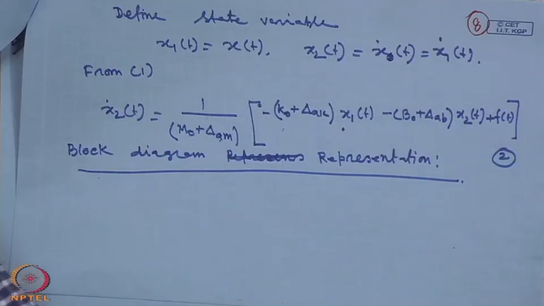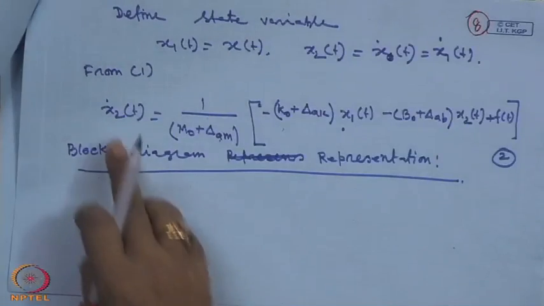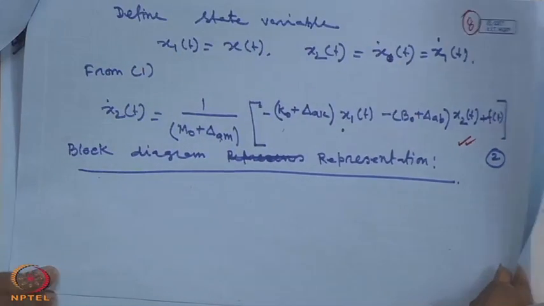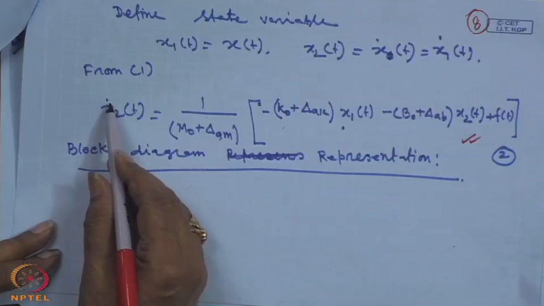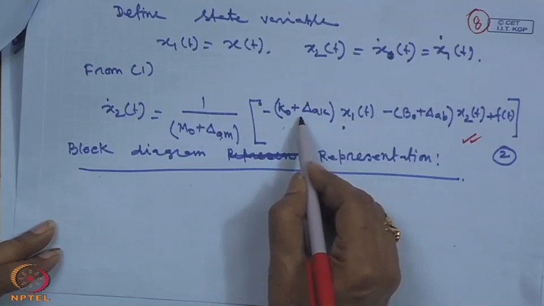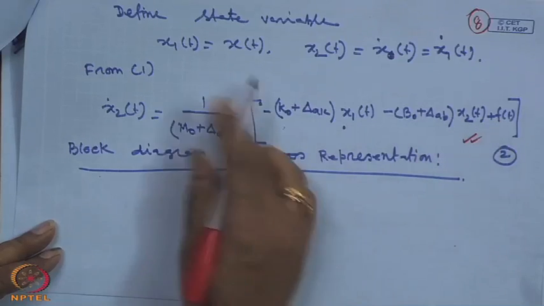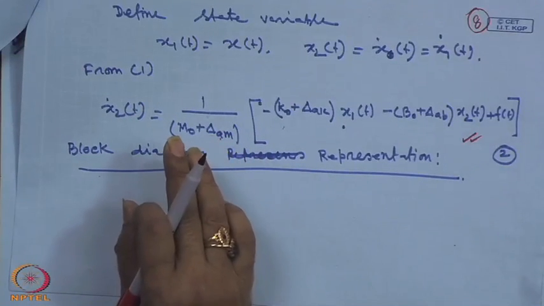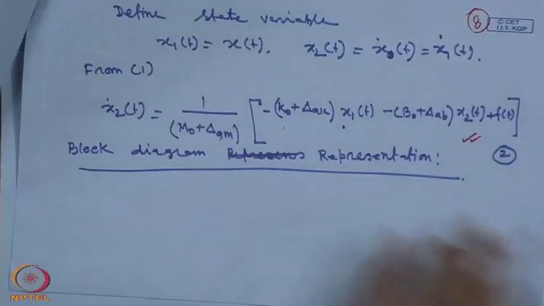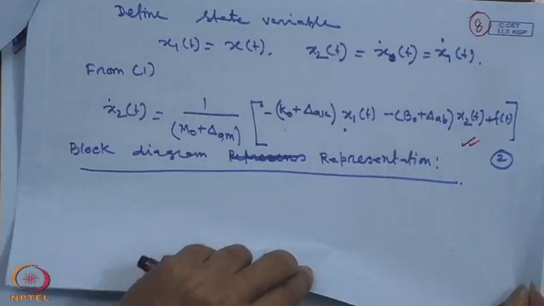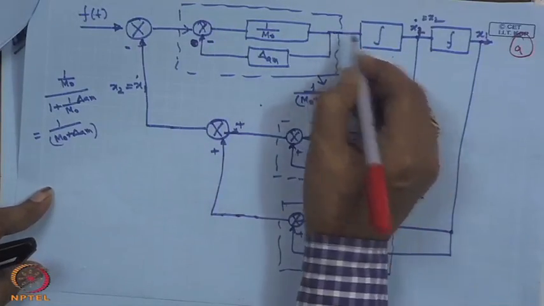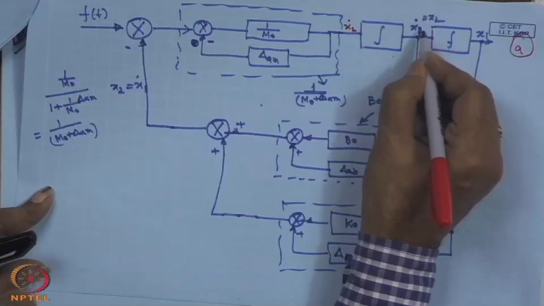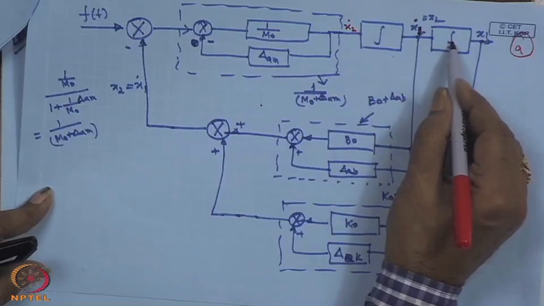Now, from equation 1, I can easily write that expression, if you see this one. So, this I am now representing in block diagram form. If you see this block diagram, x 2 dot is nothing but x 1 multiplied by this, x 2 multiplied by this, and the forcing function divided by some quantity 1 by M 0 by delta M. So, for x 2 dot, this is a second order system. If you see the second order differential equation, we need to realize it in a state space model as 2 first order differential equations. So, we consider this is our x 2 dot, whose output is x 2, which is nothing but x 1 dot, and again you integrate it, this is x.